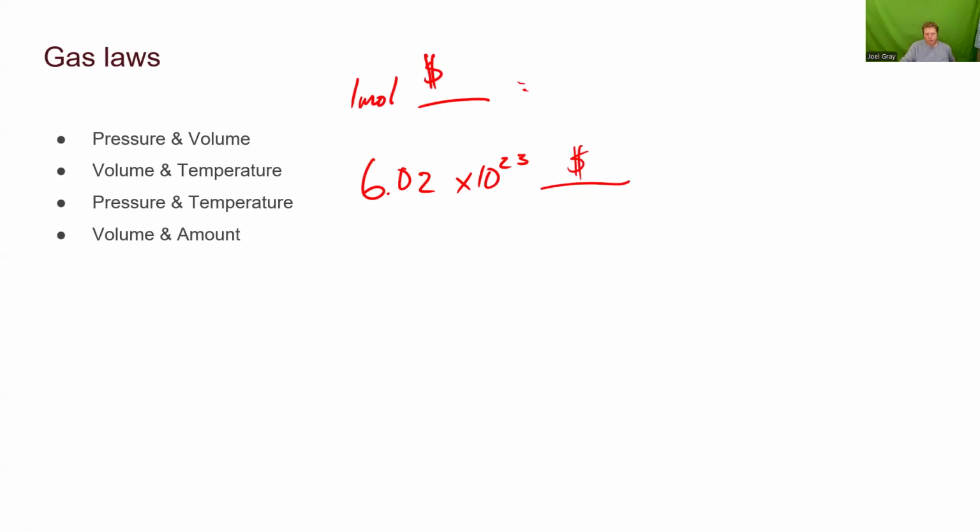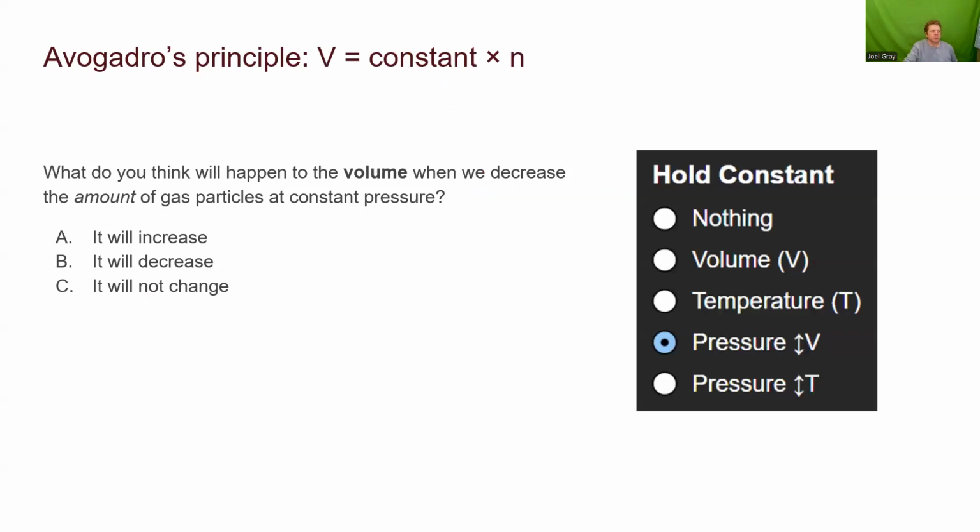Now, here we are talking about volume and amount. So keep that in mind. Amount, we're talking about moles. And we depict amount using the single lowercase letter n. n is moles for our unit. Now listen to this. What do you think will happen to the volume when we decrease the amount of gas particles at a constant pressure? Okay, now think about this.